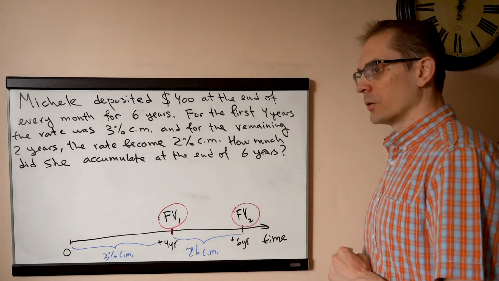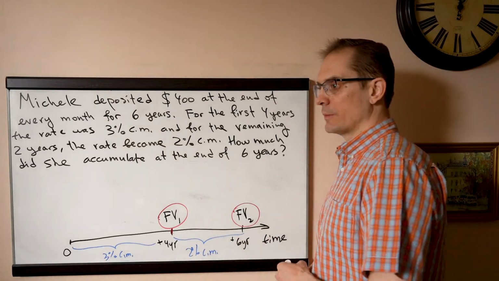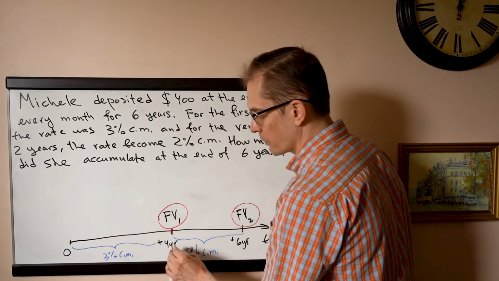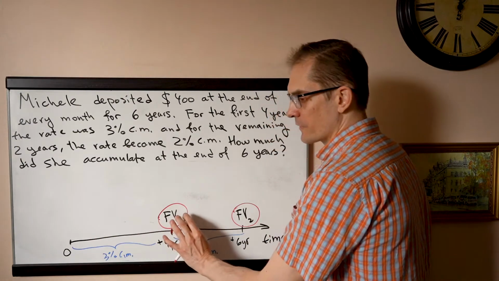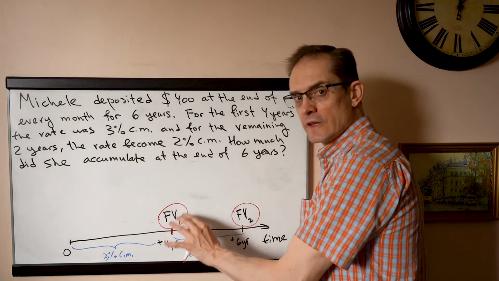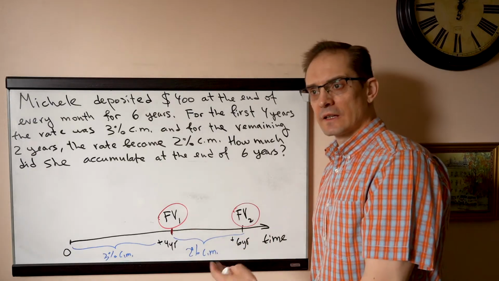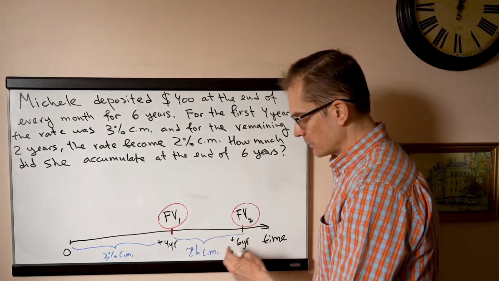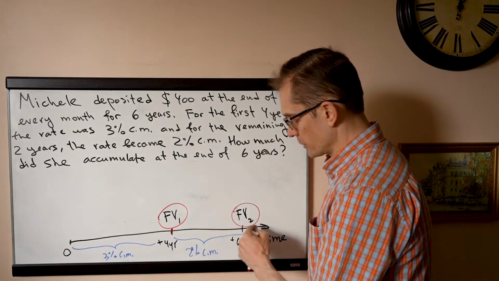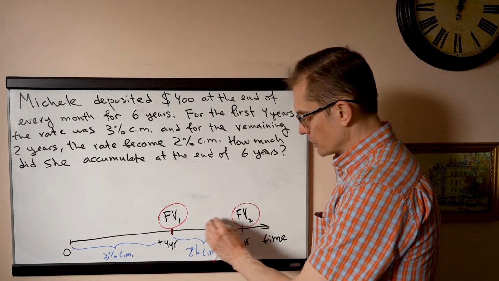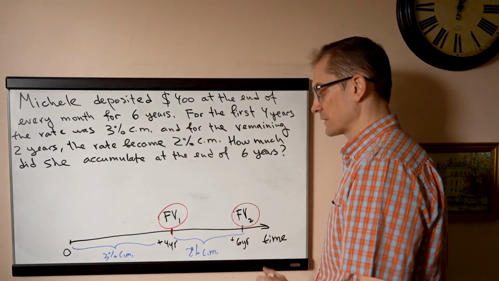So it's as though Michelle had basically invested first for 4 years, right? Then she accumulated some amount of future value 1, which she will leave in the account, and then she basically activated another annuity for the remainder of the term, for the remainder of those 2 years, right? And then she would accumulate separately future value 2, okay, from that second annuity.